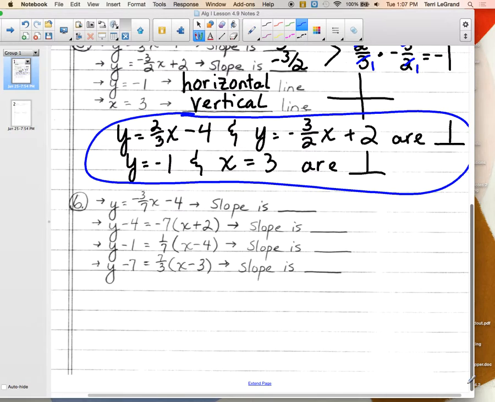Okay. I would actually rather work with perpendicular lines, and here's the reason why. If the equation is given to you in slope-intercept form or point-slope form, you don't have to work any harder. You can pick the slope right out of them, because that's all we need, don't we? So, in the first one, what's the slope?